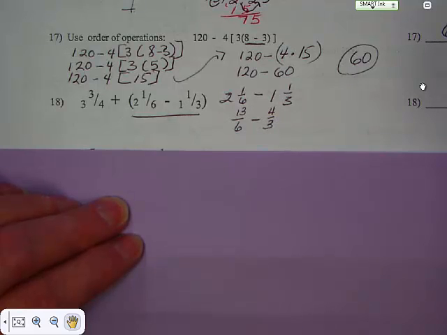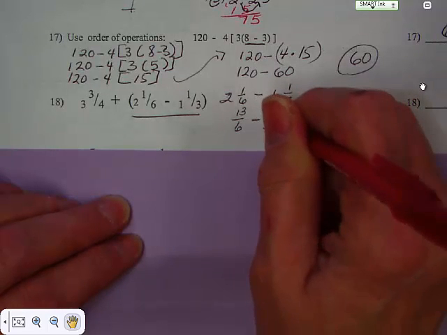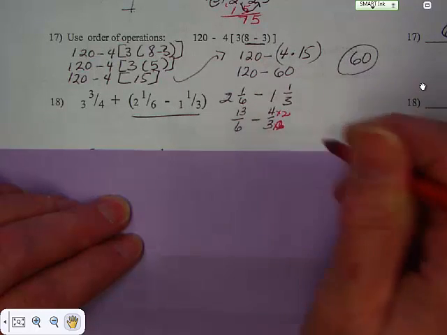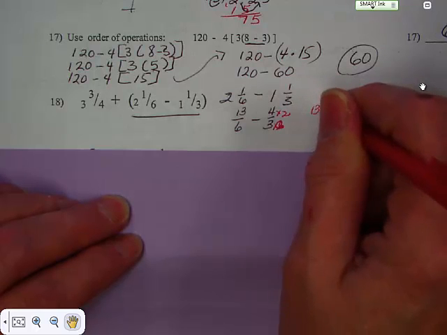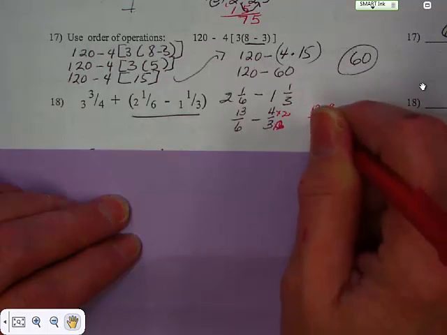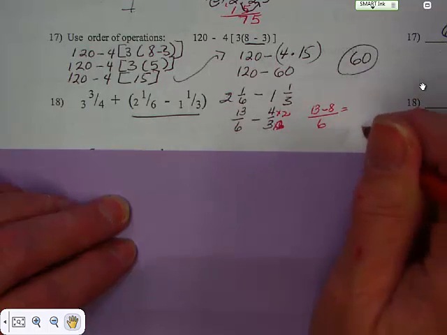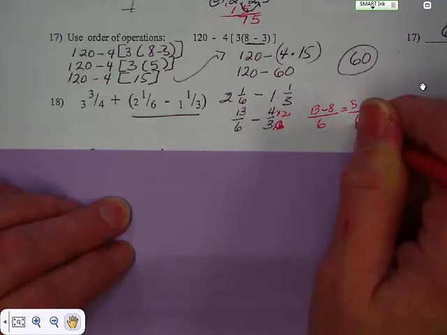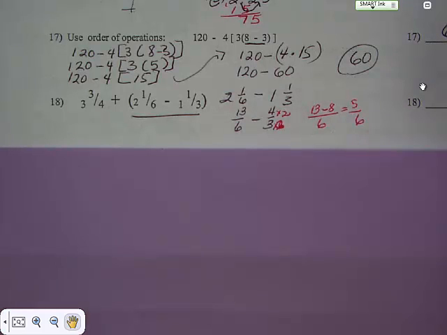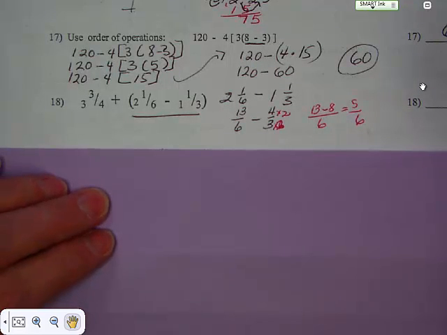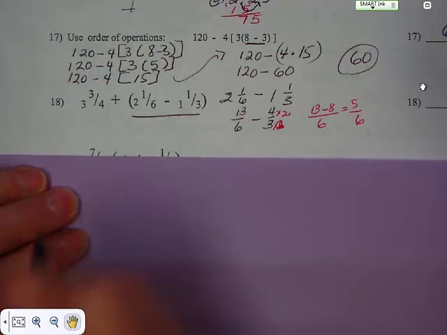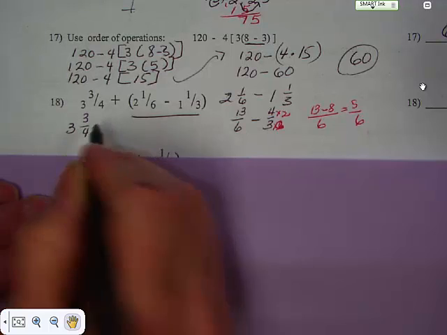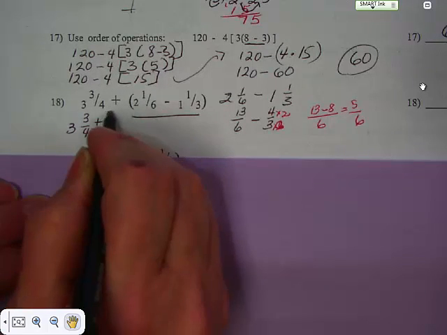Okay, probably common denominator 6 works pretty well. Excuse me, 2 times 2, so we end up with 13 minus 8 all over 6, which is 5 over 6, I think. Isn't that right? Let's see. Let me think for a second. Yeah, that works pretty good. Okay, so now we can rewrite this as 3 3/4 plus 5 over 6.